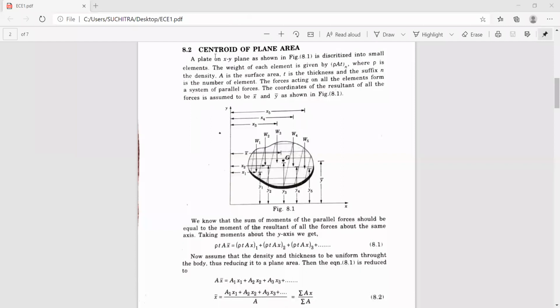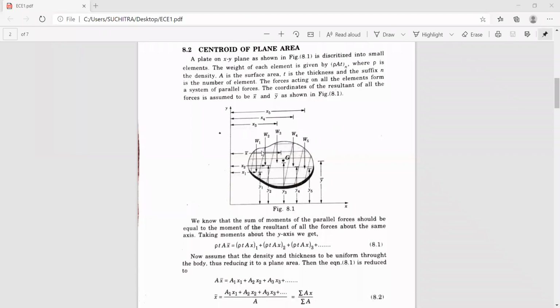So centroid is nothing but basically we are going to find the coordinate distances of the resultant with respect to x-axis and y-axis. Now, here you have a system of parallel forces, and the resultant of all these forces will act at the center of this plate. So let us call it W.